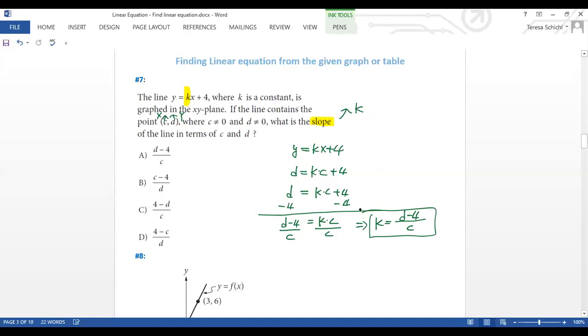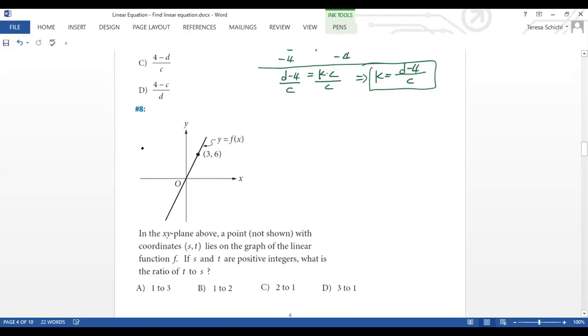Let's take a look at which one is the answer. It's choice A here. So read the problem and highlight what you are trying to find. Okay, number 8.